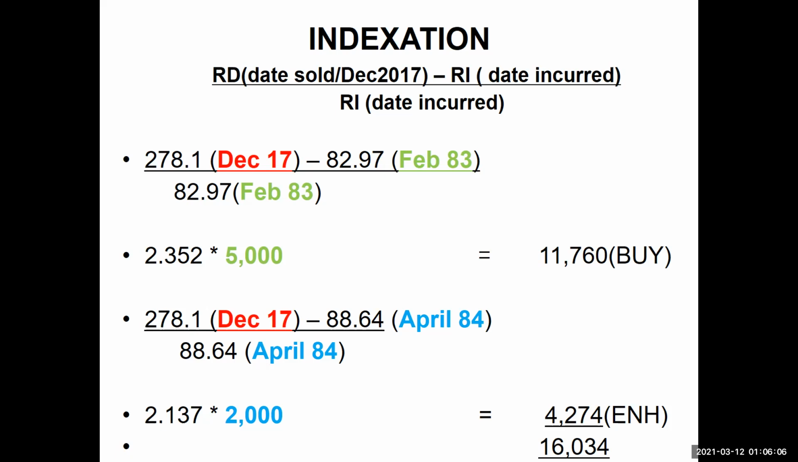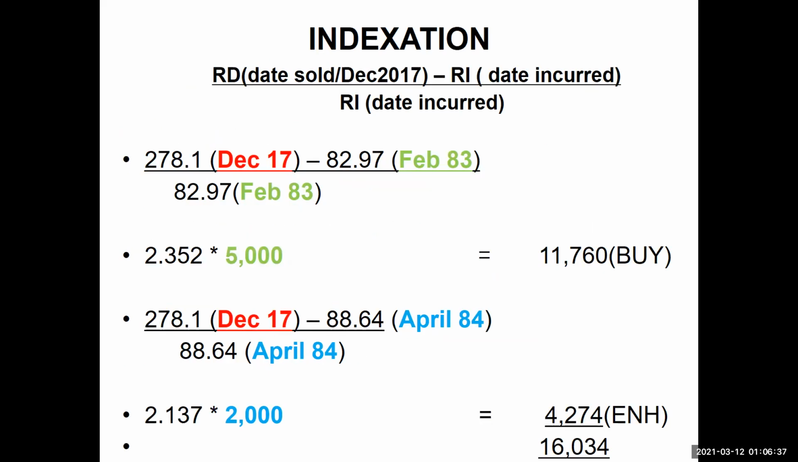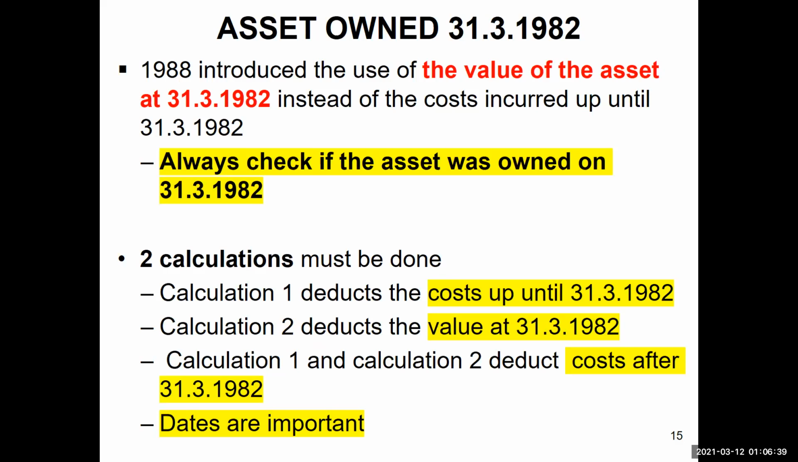Remember, you're keeping the indexation to 3 decimal places, multiplied by the 5,000, and we get 11,760. Do the same for the enhancement, and then we get 2.137 times 2,000, so we get 4,274. Add them up, we get 16,034. That's the reason why we're getting 16,034, which we knock off from the unindexed gain to get 16,966.